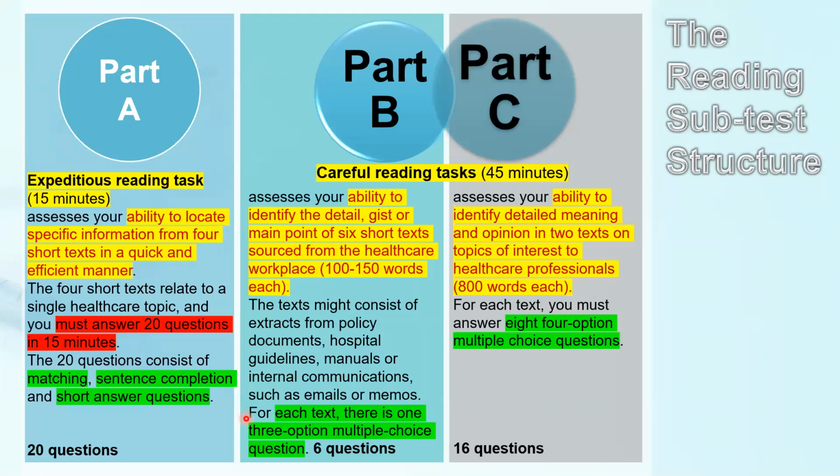So here we have three possible answers, while in part C we have four options for possible answers. So this is the difference between part B and part C. Part C assesses your ability to identify detailed meaning and opinion in two texts on topics of interest to healthcare professionals, and the word length here is 800 words for each text. For each text, you must answer eight four-option multiple choice questions.